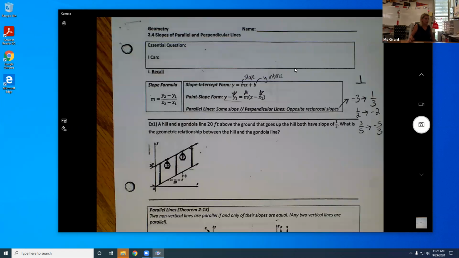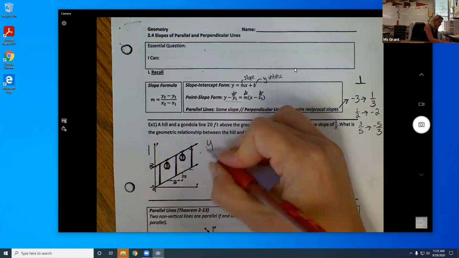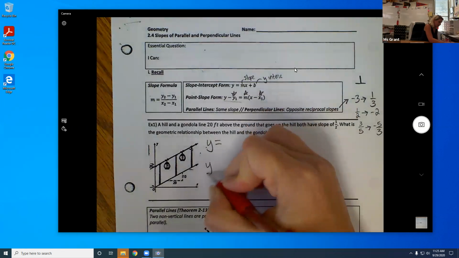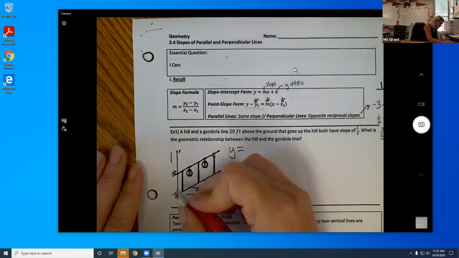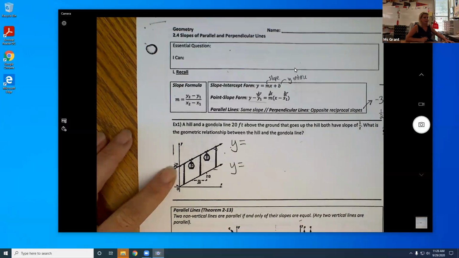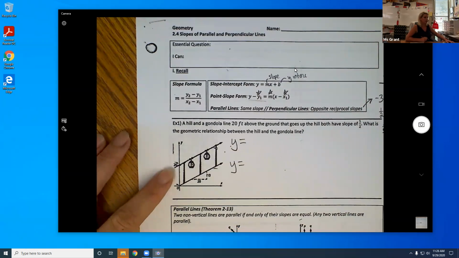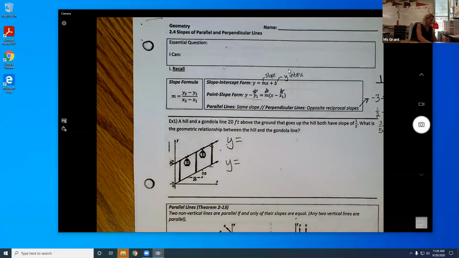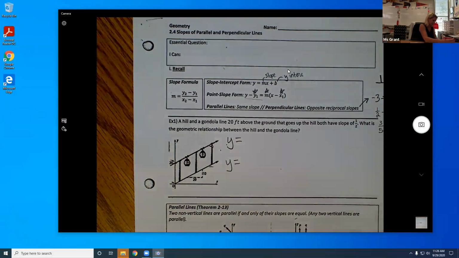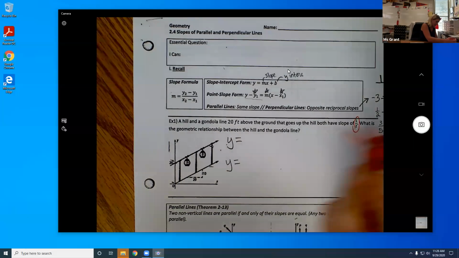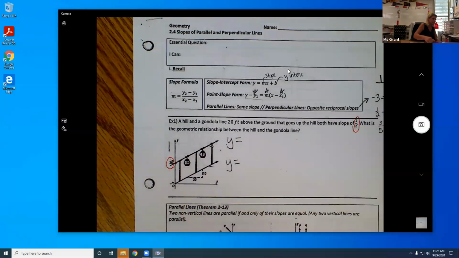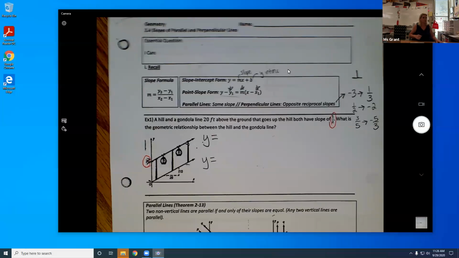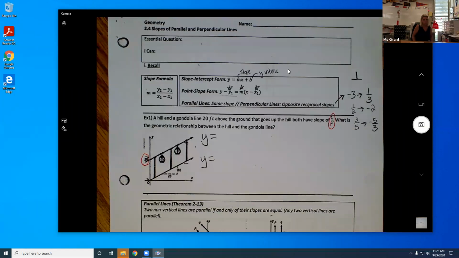Okay, first of all, let's decide the gondola line. What is my y equals mx plus b? And the hill, what is my y equals mx plus b? So I need to know my y-intercept for my gondola. The slope, you guys, is 1/2. They just told me that. Can someone volunteer and help me? Y equals mx plus b for my gondola line. You have to digitally raise your hand, you guys.